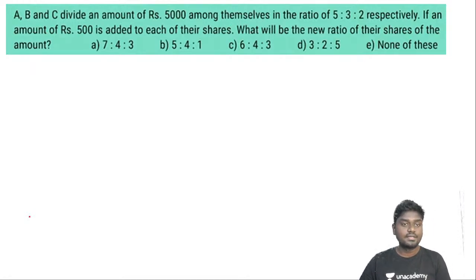So the first question here is: A, B, and C divide an amount of rupees 5,000 among themselves in the ratio 5:3:2 respectively. If an amount of rupees 500 is added to each of their shares, what happens? Each of them gets 500 in addition to the share they got from the amount 5,000. And the question here is, what will be the new ratio of their shares of the amount?